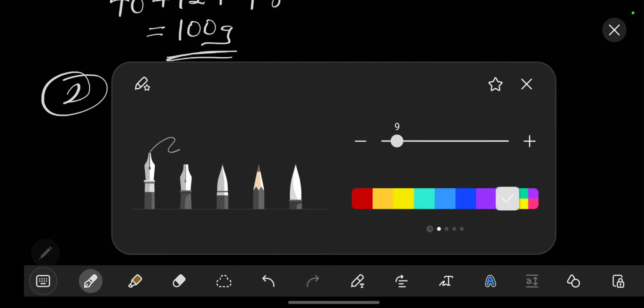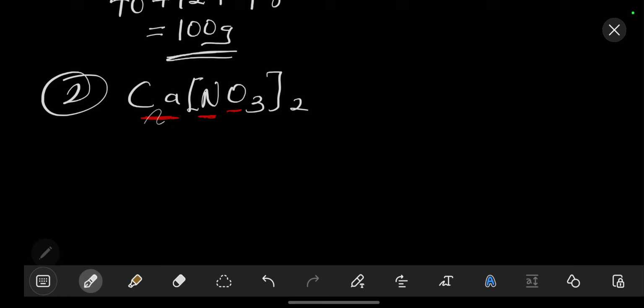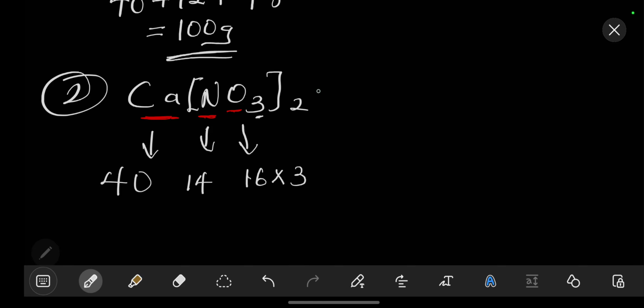Now, after doing that, we'll bring out the mass numbers. For instance, the mass number of calcium, like we did before, is 40. The mass number of nitrogen is 14. The mass number of oxygen is 16. Now we have a 3 here. So this 3 will affect only oxygen. 16 times 3. Then we have a 2 here, which will affect everything in the bracket only, because the 2 is outside of the bracket, so it will affect only the bracket.